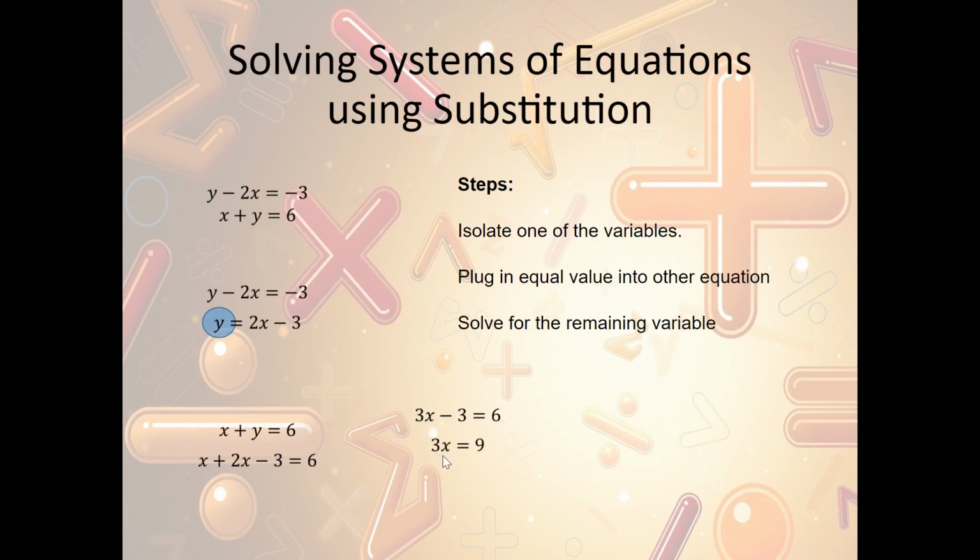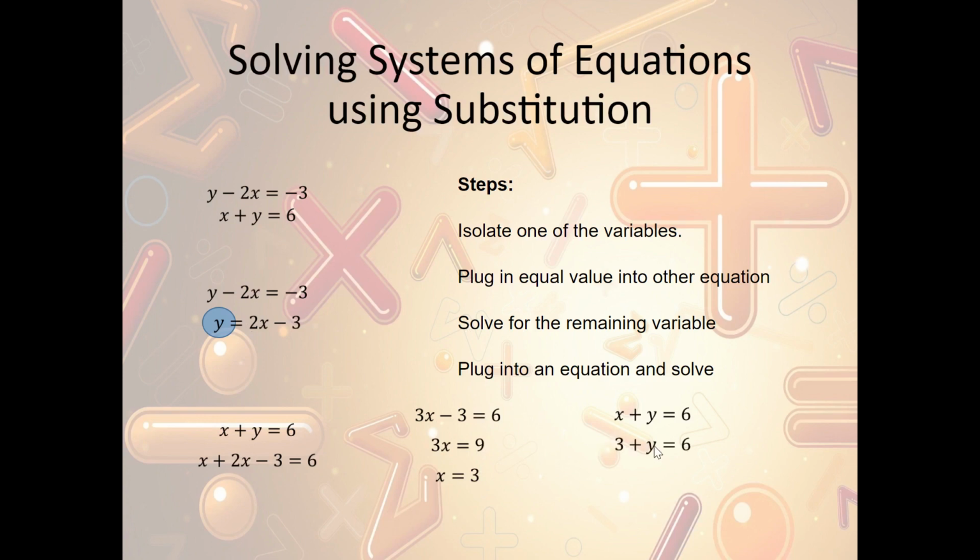Now I'm going to divide both sides by 3 to get rid of this 3. And I get 9 divided by 3 is 3. So x equals 3. Then I plug it into the other equation and solve. So I'm going to pick either equation, doesn't matter which one. I'll pick this one. And I'm going to plug 3 in for x.